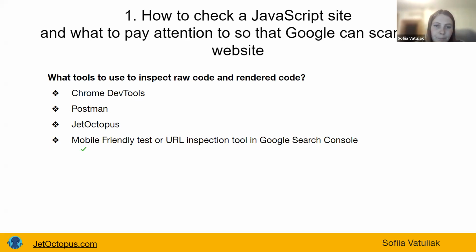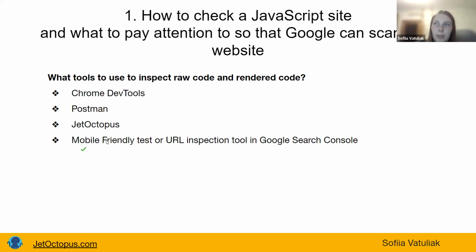But in the mobile-friendly test or URL inspection tool, you can inspect only the rendered code. And I'm sure that you know that even the response code in the mobile-friendly test or URL inspection tool in Google Search Console is the response code of the last page in the redirect chain. I mean, if you try to check some page with a redirect, in the results, you will see the final location and its response code.